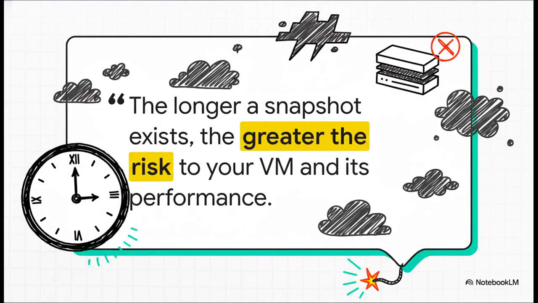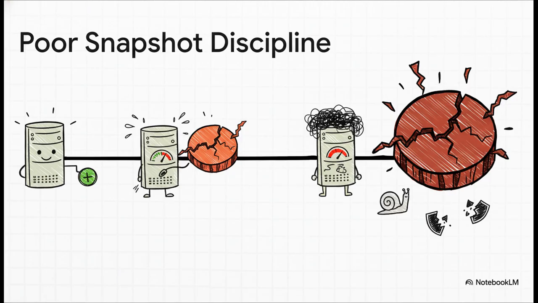And this quote here, wow, it just hits the nail on the head. This is the core problem right here. The absolute worst enemy of a healthy VM is an old, lingering snapshot. Time is literally working against you. From the second you click Take Snapshot, a clock starts ticking. So let's talk about what actually happens.